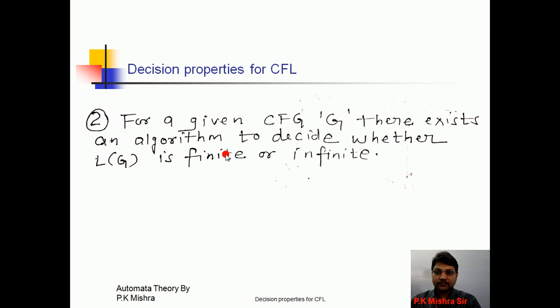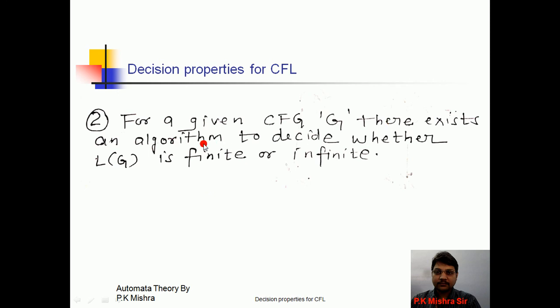There should be an edge from node A to node B if there is a production of the form A gives alpha B beta, and if there is a cycle in the graph, then the language of G is infinite, otherwise finite. Means to solve this problem we have a solution. That is why this problem is a decidable problem.